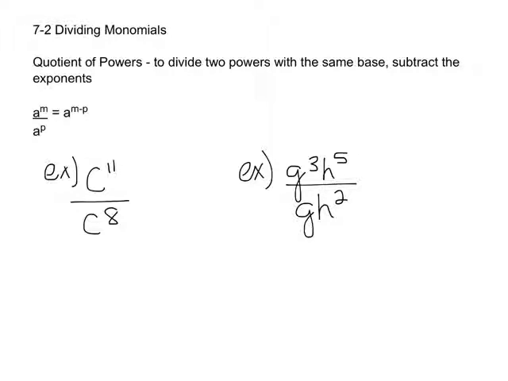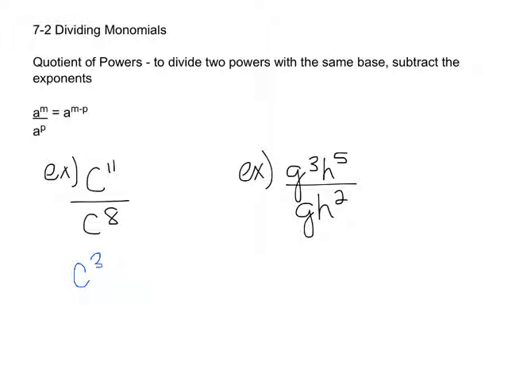When dividing monomials, we are actually just going to subtract our exponents when we have the same base. So for our first example, we have c to the 11th divided by c to the 8th. So I'm going to subtract my exponents. So 11 minus 8 is 3. So I get c to the 3rd power.